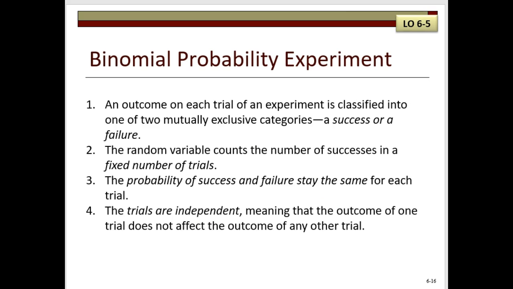So an experiment is said to be binomial if it meets the following characteristics. The outcome on each trial of an experiment is classified into one of two mutually exclusive categories, a success or a failure. The random variable, which we denote as x, counts the number of successes in a fixed number of trials. The fixed number of trials is the sample size n. For each of these trials, the probability of success and failure stays the same, and finally, the trials are independent, meaning that the outcome of one trial doesn't affect the outcome of any other trial.